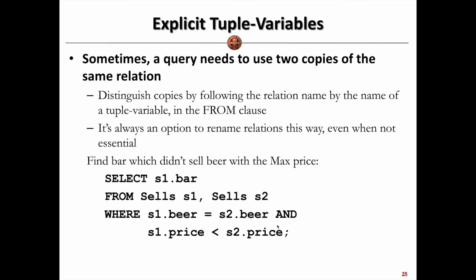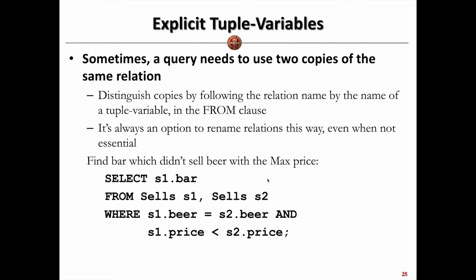And we want to make sure this bar never sells the beer with the max price. And we can do so. We have S1.price less than S2.price. In other words, this S1 price should be smaller than some price in the sales table, right? And hence we can make sure this bar never sells the beer with the max price.